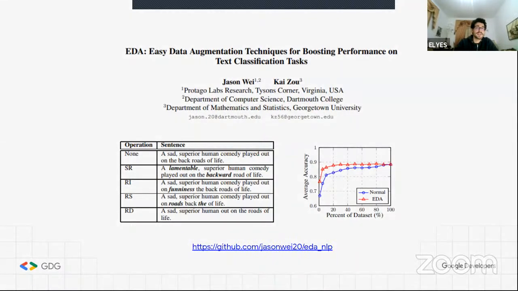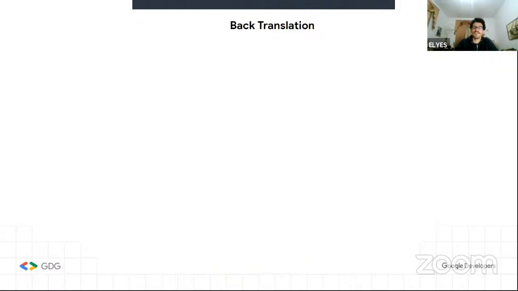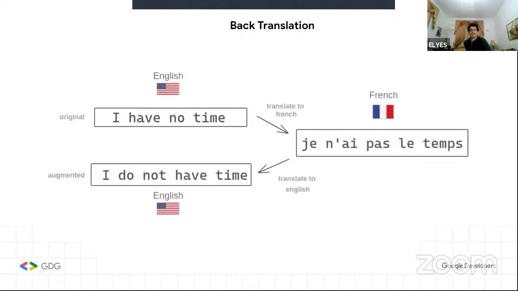The next thing is also really interesting. It actually uses the already established and trained models, the translation services, to use them for your own sake. So back translation means you take an input original sentence, like "I have no time" in English. You translate it to another language using an online service like Google Translate, for example, into French, "je n'ai pas le temps." And then you translate it back to English: "I do not have time."